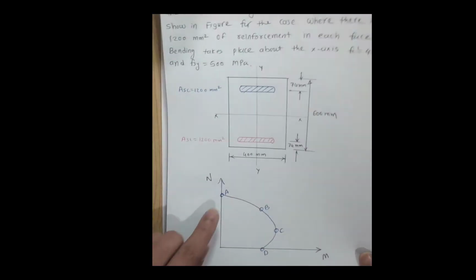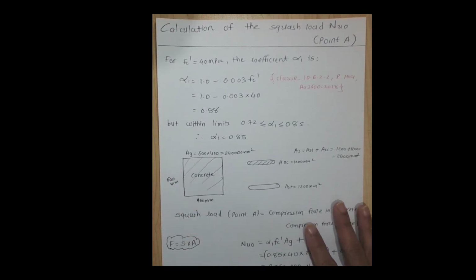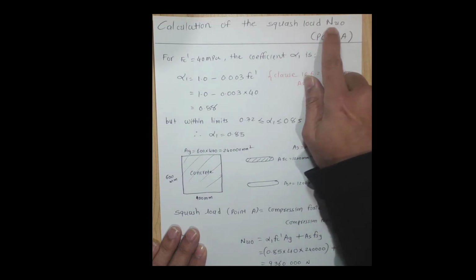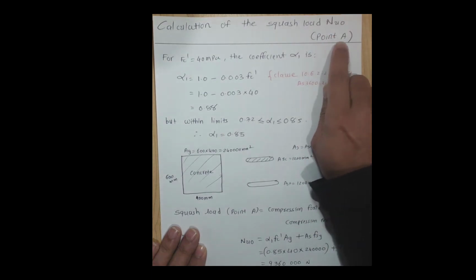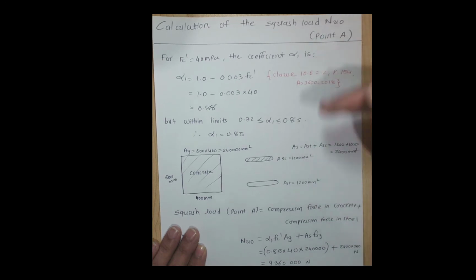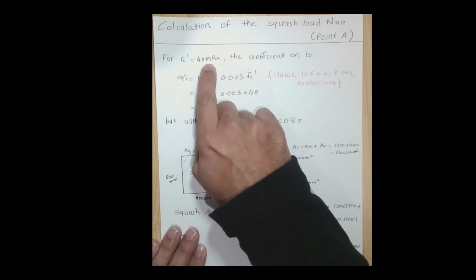Now, first of all, we're going to calculate point A. This is the calculation of the squash load, represented by N_uo. I just write point A; the Australian standard does not name the points, but just for the explanation I write point A. Now, for concrete strength f'c of 40 megapascals, that is given in the question.